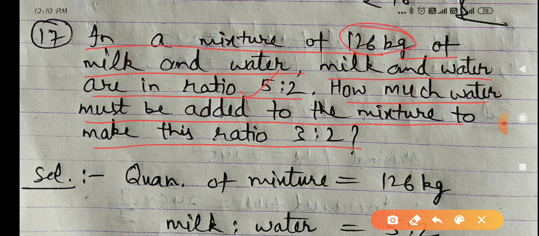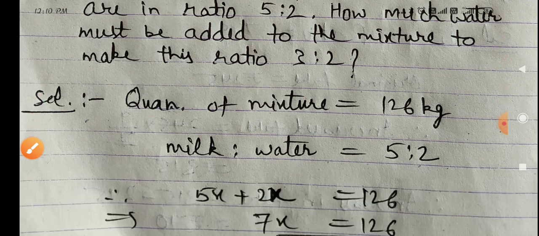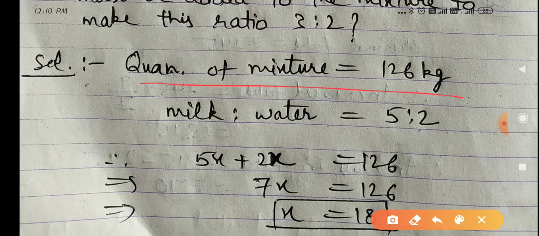So first of all we will find how much quantity of milk and how much quantity of water is there in the mixture. The total quantity of mixture is 126 kg, and milk to water is 5:2, it is given. So milk is 5x, water is 2x. Separate the terms of the ratio by taking x as the constant of the ratio.